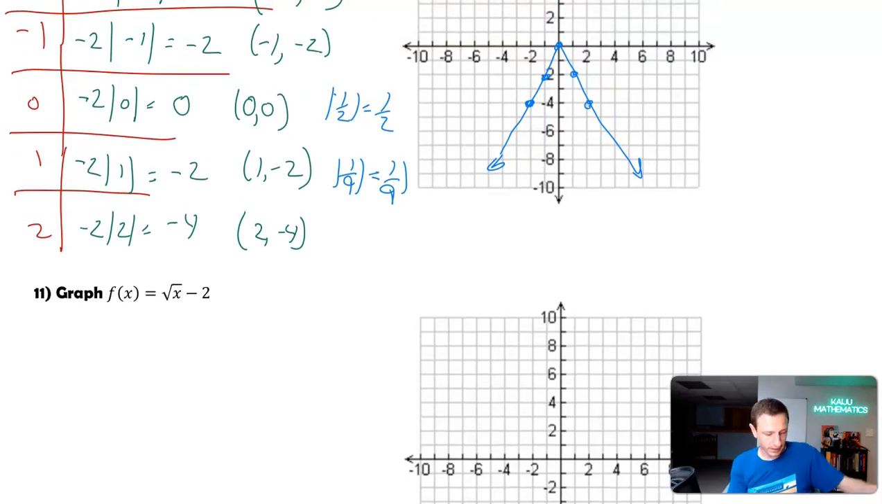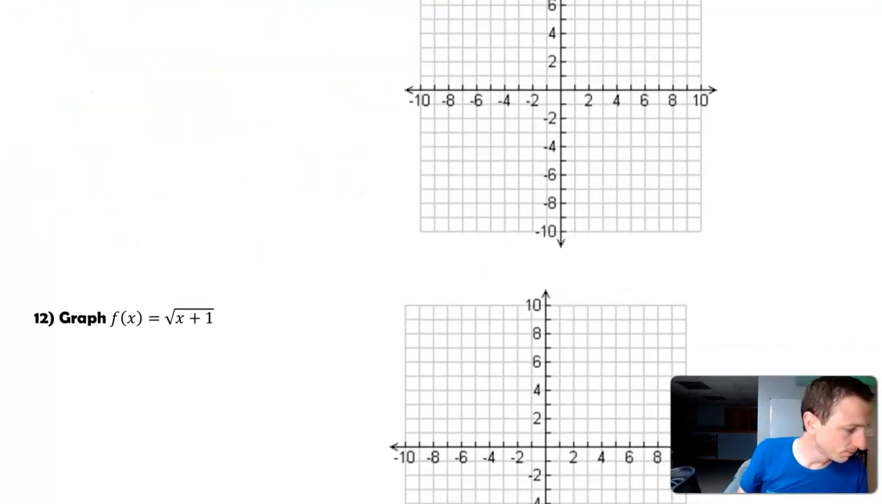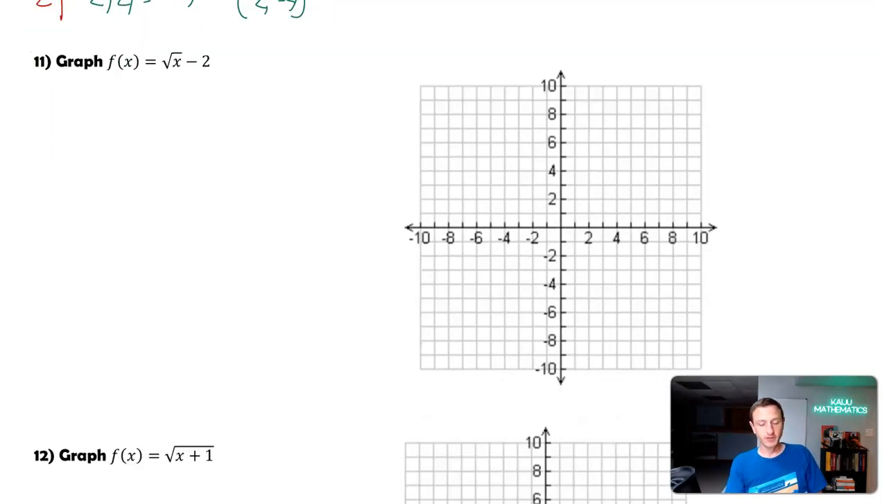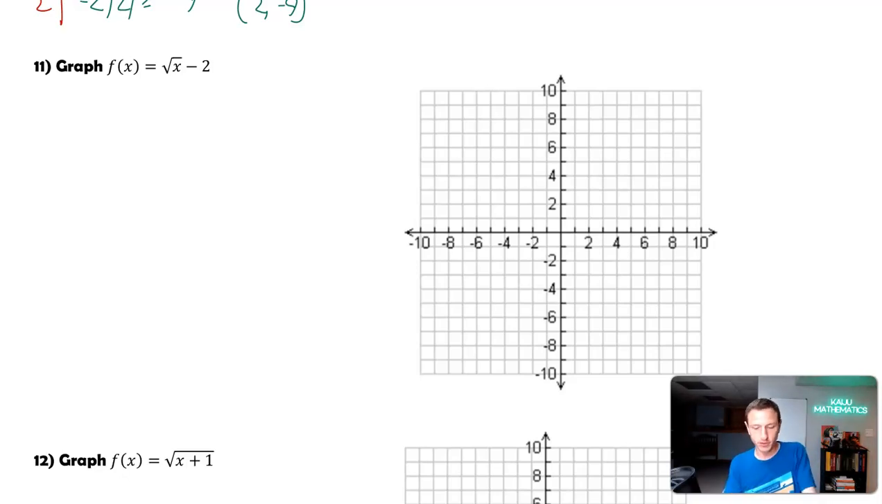The next two is graphing the square root function. So the first one is graphing the square root of x minus 2. And then the second one is the square root of x plus 1. So the x plus 1 is inside the square root. So this is where you're really going to have to test your knowledge of square roots to make sure you're graphing this accurately. So if I'm taking the square root of x minus 2, that minus 2 is on the outside of the square root of x.